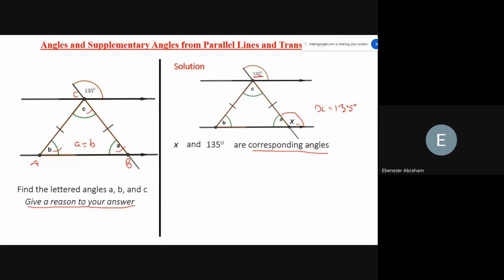Can I go on? Yes, sir. And then I pick the concept of adjacent angles on a line. A plus X will give me 180 degrees. And please, you have to make the statement very simple. Don't go and write so many complex statements. Simply say A and X are supplementary angles. That is one concept.